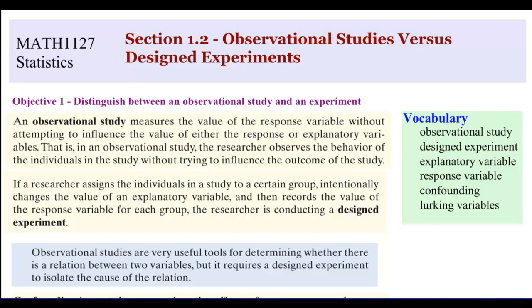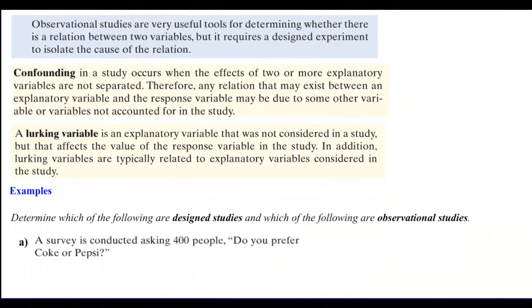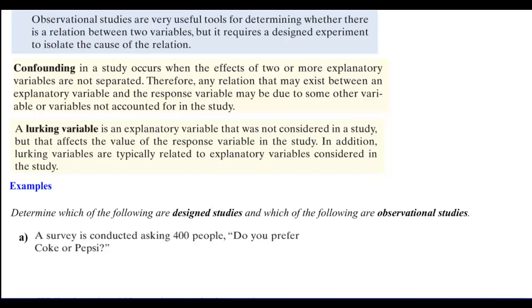An observational study could be anything from sitting and watching people do things or animals or whatever, or even interviewing people. So just quickly grabbing somebody and asking them what they had for lunch or something like that. So observational studies are very useful tools for determining whether there is a relationship between two variables, but it requires a designed experiment to isolate the cause of the relation.